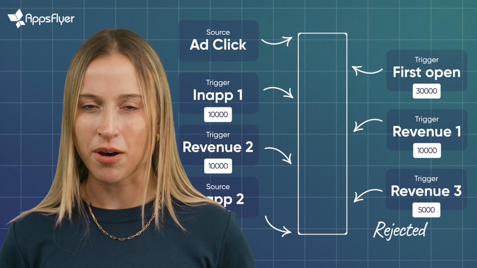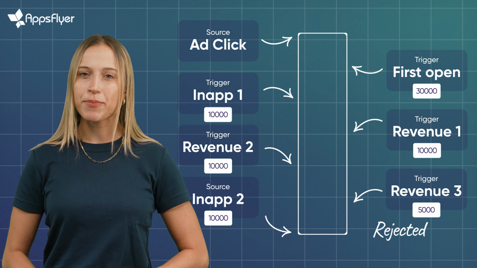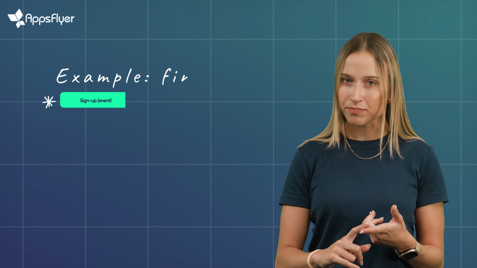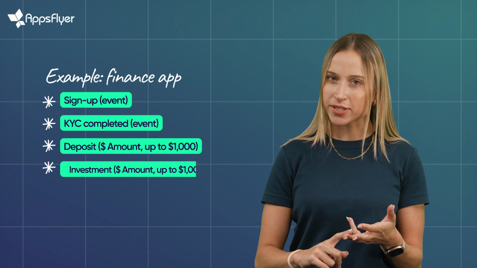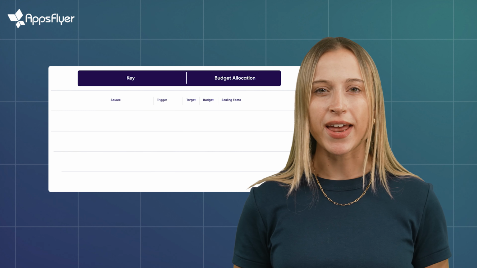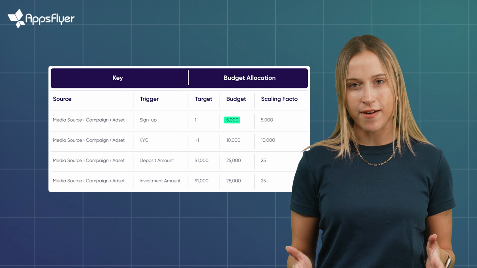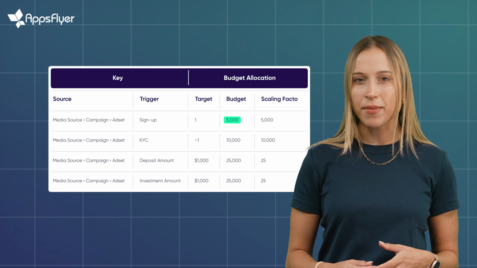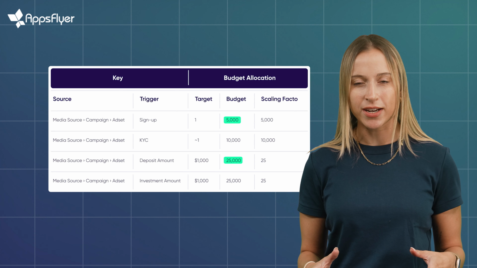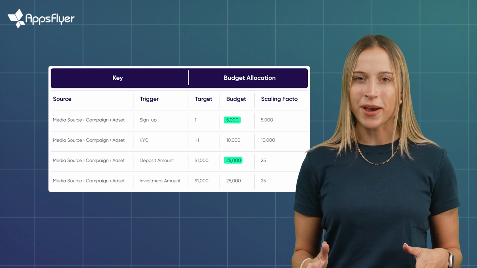Let's go through an example with a finance app. Here are some typical events we might track: sign up, KYC completion, deposits, and investments. Each event has a target and a budget. For instance, a sign up might have a budget of 5,000 values, while a deposit might have a budget of 25,000 values. It really depends on your measurement strategy.